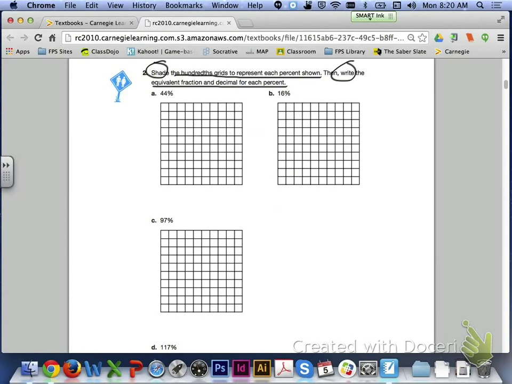Let's turn to page 392. Number 2 says, shade the hundredths grid to represent each percent shown, then write the equivalent fraction and decimal for each percent. So go ahead and do letters A, B, C, and D with your group members.